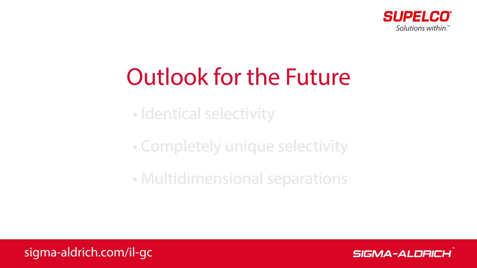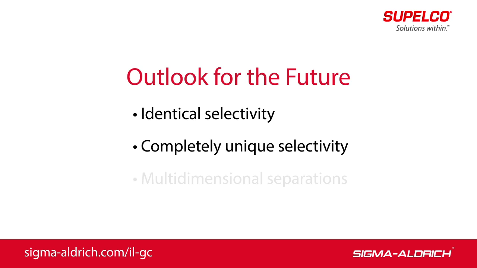Ionic liquid GC columns have the opportunity to impact current practices along several paths. Columns can be engineered with identical selectivity to non-ionic liquid columns, but with higher operating temperatures and less susceptibility to damage from moisture and/or oxygen. Columns can be engineered with completely unique selectivity to non-ionic liquid columns, producing good peak shape and resolution for compounds of varying functionality. Columns can be used in multi-dimensional separations because of their engineered orthogonality and high thermal stability.